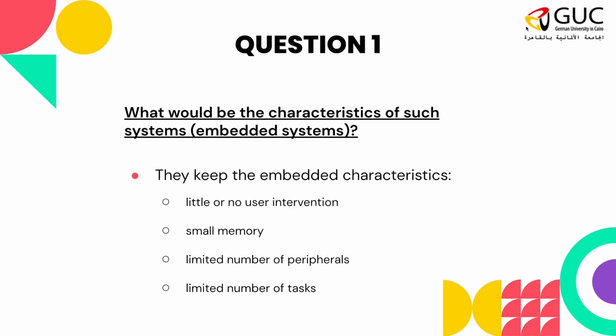It has one or two or even three tasks that it can perform, or even more, but they are not huge compared to your PCs and desktops. So to summarize it, the embedded characteristics are as follows: little or no user intervention. The user is not interfering with the embedded system, except for uploading the program at the beginning.